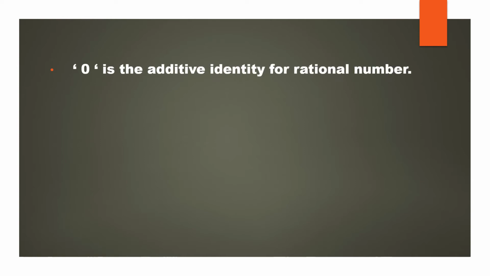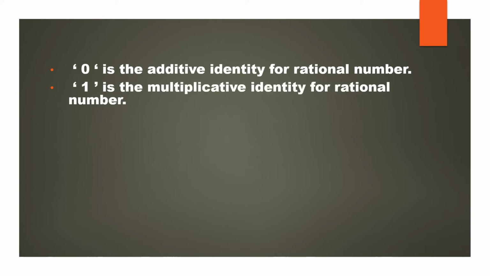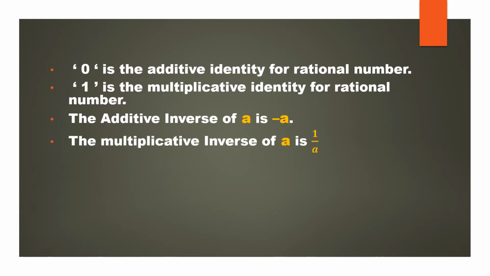0 is the additive identity for a rational number. Just now we discussed, whenever additive identity is asked, you should say that it is 0. Okay. So next, 1 is a multiplicative identity. Next, additive inverse. Inverse means opposite sign. For a you will get minus a. Multiplicative inverse, for a it will be the reciprocal 1 by a.